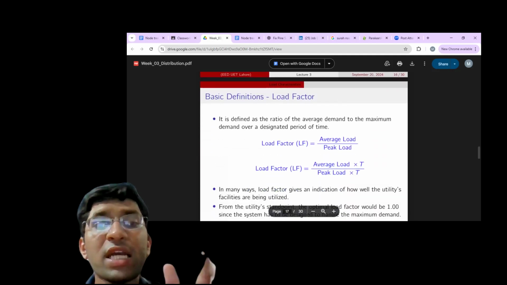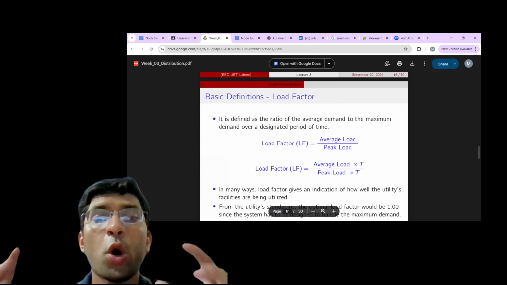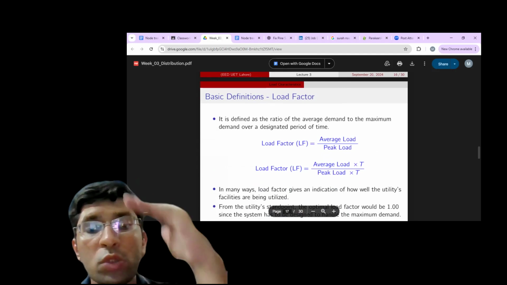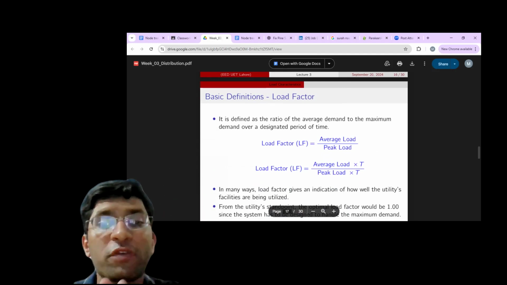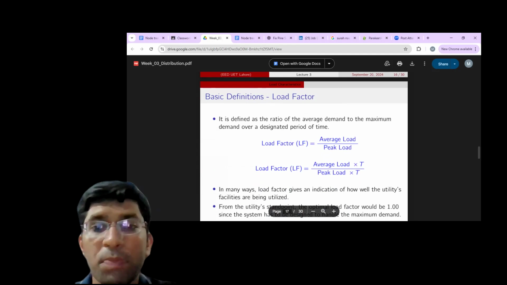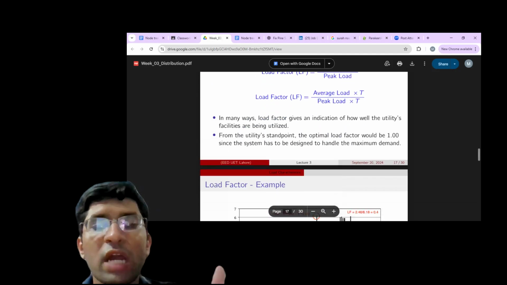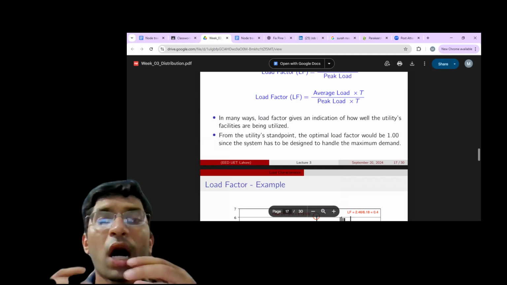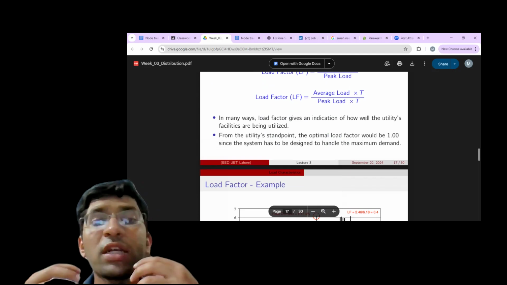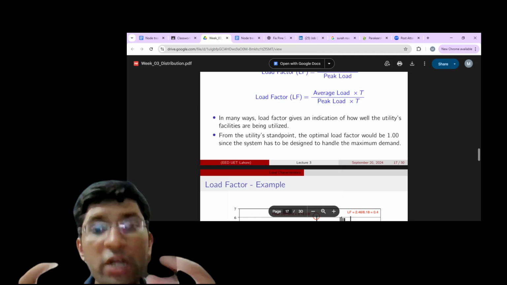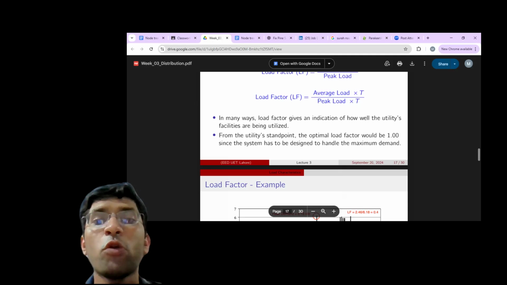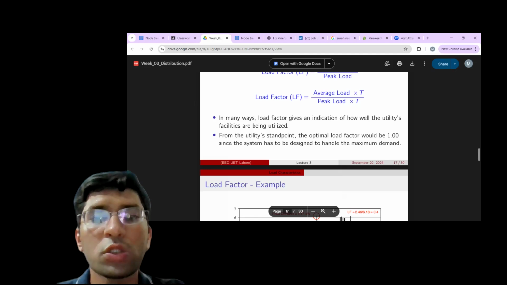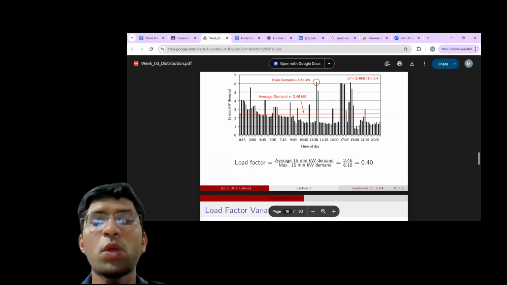The load factor is defined as the ratio of the average demand to the maximum demand over a period of time. Simply, average load over peak load, where the maximum load can be described as peak load. In many ways, load factor gives an indication of how well the utility's facilities are being utilized. From the utility standpoint, the optimal load factor would be 1, since the system has to be designed to handle the maximum demand. You can go through the load factor example.